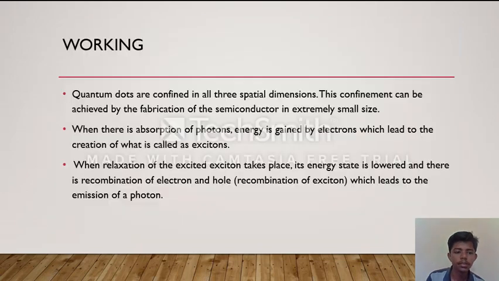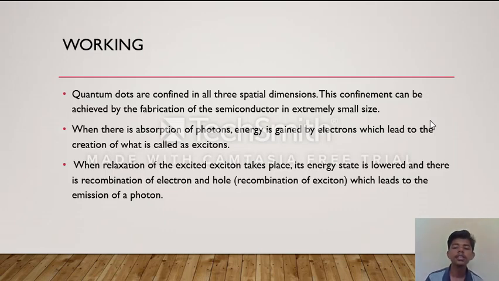Now, working. Quantum dots are confined in all three spatial dimensions. This confinement can be achieved by fabrication of the semiconductor in extremely small size. Quantum dots can behave as artificial atoms because of the effects of quantum confinement. This is also the reason why they show controllable discrete energy levels. When there is absorption of photons, energy is gained by electrons, which leads to the creation of what is called an exciton. This exciton is nothing but an electron and a hole, a quasi-particle in bound state.